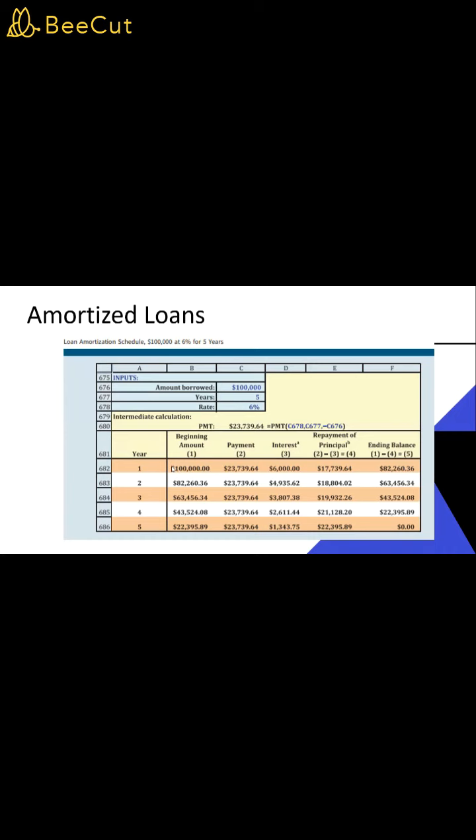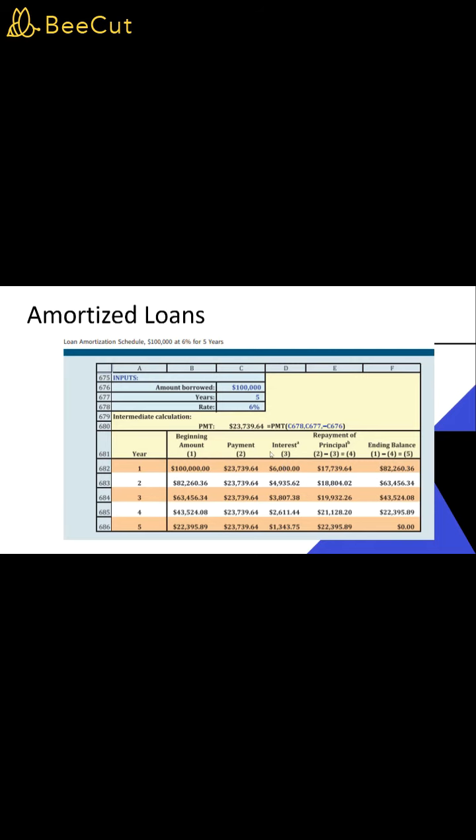Now, the first thing you need to calculate in an amortized loan schedule is the payment that you have to make every year. We just saw how to calculate that payment using the payment function in Excel. So that amount of payment is going to stay constant. We know that every year you have to make that payment. Then next, you also need to calculate the interest amount that you need to pay. So you are going to be paying some sort of interest for borrowing the loan. And the interest rate in this situation is 6%. That's given right over here.